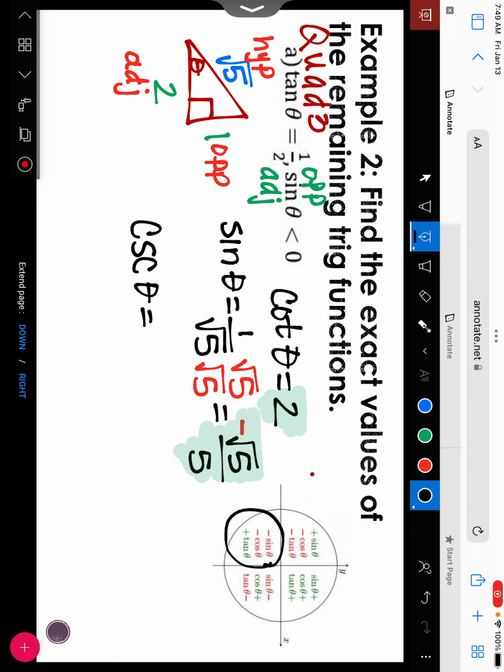So I'm going to take this fraction here, this 1 over root 5, and flip it. If sine is opposite over hypotenuse, cosecant is hypotenuse over opposite. So hypotenuse is root 5, opposite is 1. So we just have a root 5. And don't forget to make it negative because we're in quadrant 3.